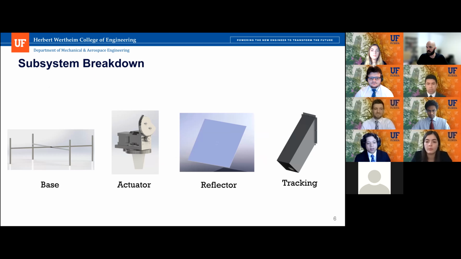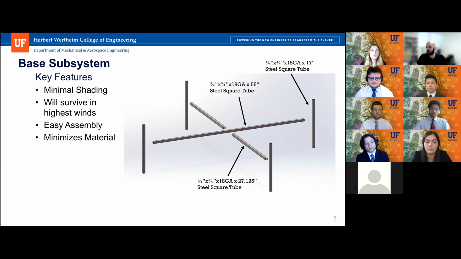So our 4 main subsystems: base, actuator, reflector, and tracking, and we'll go into the breakdown in the next slides. We begin with our base subsystem. It's designed with several customer needs in mind, ensuring that there's no shading between heliostats, system stability in high winds, and low cost through easy assembly and low amounts of material.